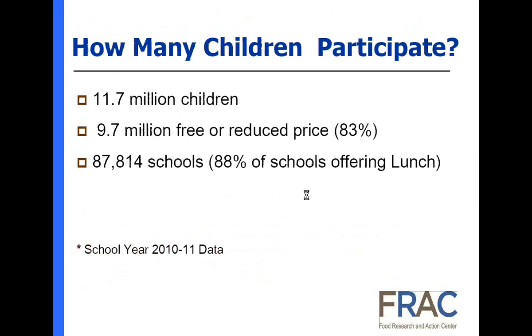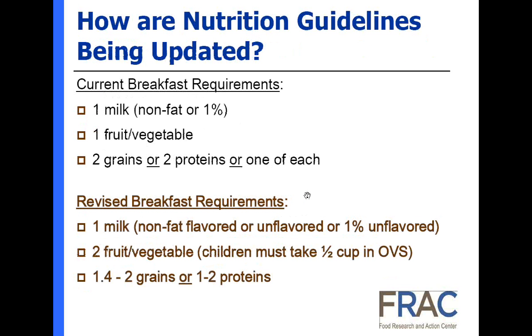And when students have a chance in the offer versus serve model, where kids can choose from amongst all the components, they will be required to take a half a cup of fruit even when they are able to turn down another item. So that's a new part of the revised nutrition guidelines.